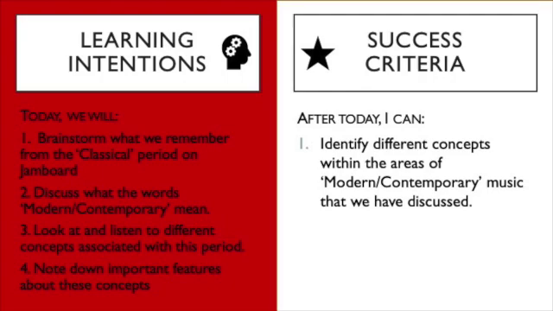So what you can see on screen, folks, are today's learning intentions and success criteria. On the left-hand side, you can see that today we will brainstorm what we remember from the classical period on Jamboard. Number 2, we'll discuss what the words modern/contemporary actually mean. Number 3, we're going to look at and listen to different concepts associated with this period. And number 4, we're going to note down the important features that we look at about these concepts. And on the right-hand side, you can see that after today you are successful if you can identify different concepts within the areas of modern/contemporary music that we have discussed.